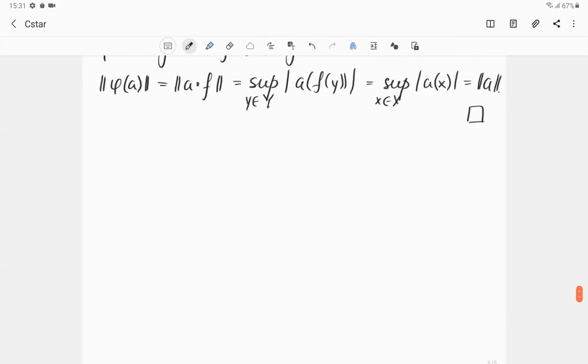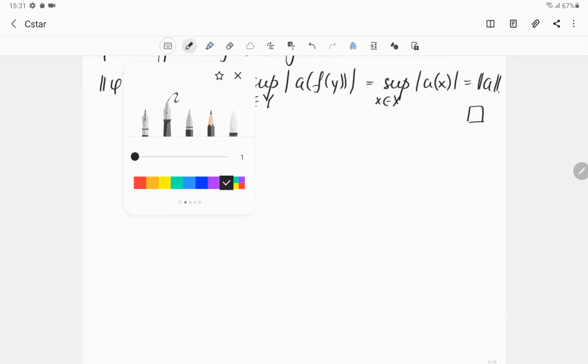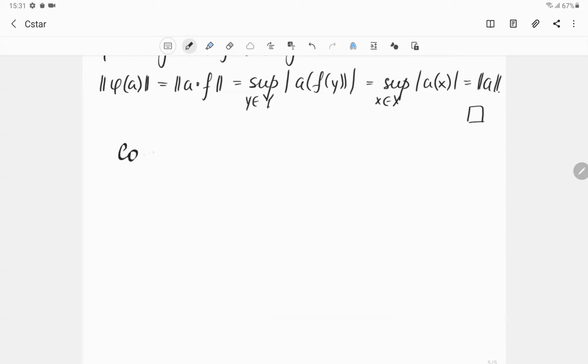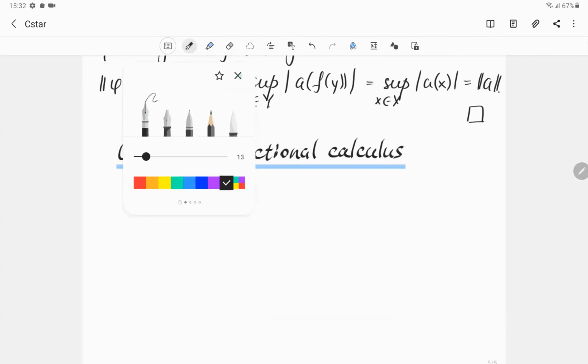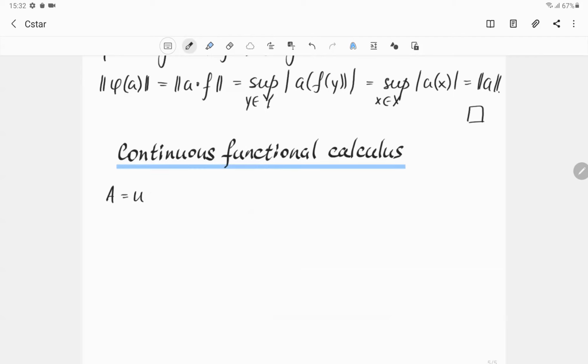Now our next goal is to discuss the continuous functional calculus in C-star algebras. Okay, so suppose that we have a unital Banach star algebra. A is a unital Banach star algebra.